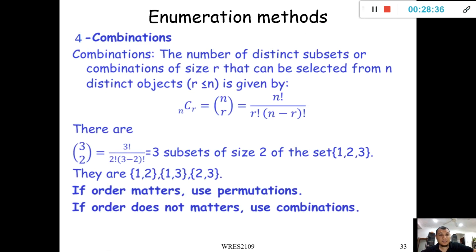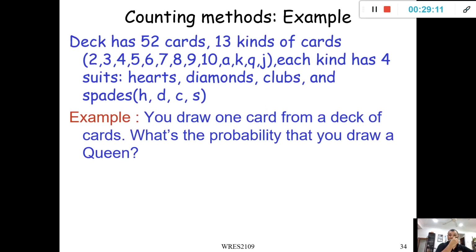So combinations, nCr, are basically the opposite of permutations: order is not important. With a set of 3 and subsets of size 2, you have 1 2 and 1 3. 1 2 or 2 1 doesn't matter, 1 3 or 3 1 doesn't matter, same for 2 3 or 3 2. So the keyword is: if order matters, use permutations; if order does not matter, use combinations. This one is nPr and this one is nCr, just to recall.